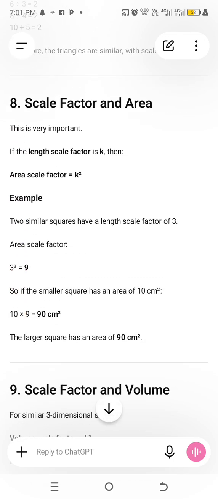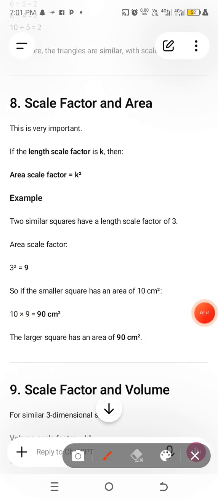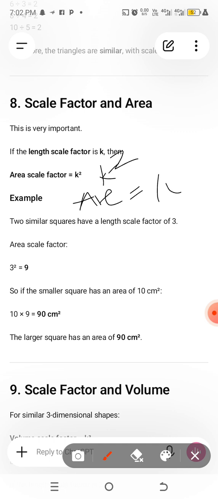Now, let's look at scale factor and area. This part is very important. If the scale factor is k, what is the area scale factor? K square. Area equal to k times k. K is the scale factor. K times k, which is k square.